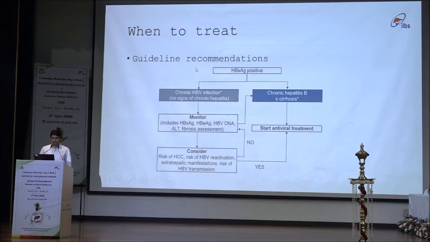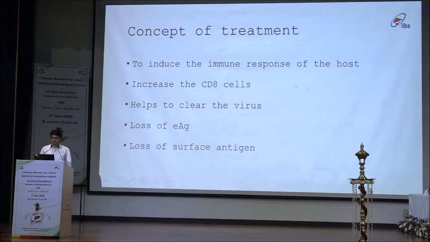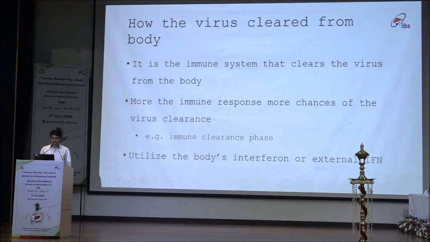This is basically to induce the immune response of the host, because antivirals do not clear the hepatitis B virus. It is the immune response that clears the hepatitis B virus. With this immune response there is an increase of CD8 cells that helps to clear the virus and may lead to loss of E antigen and loss of surface antigen also. So, how does the virus clear from the body?